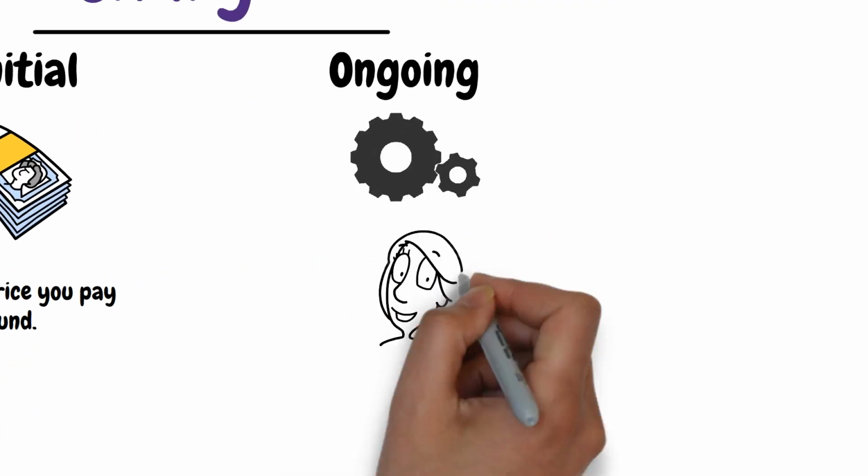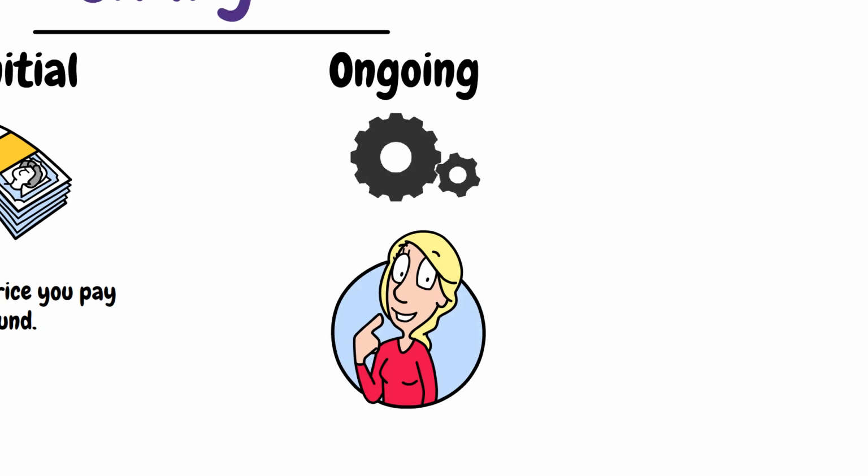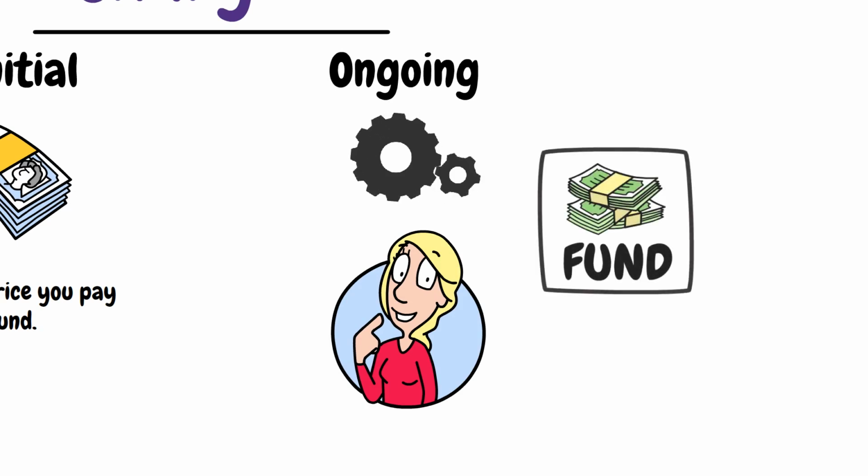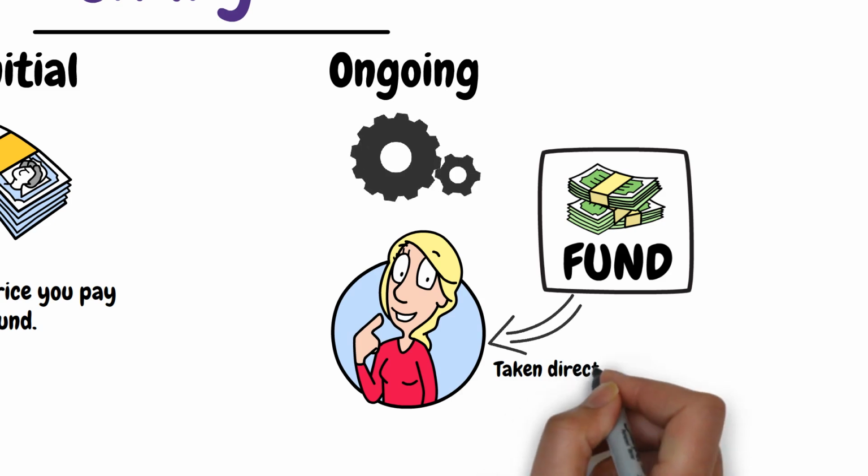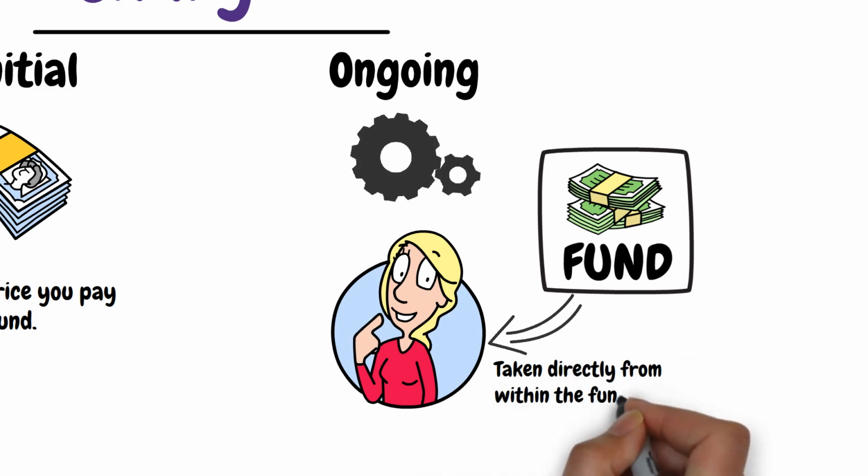The ongoing charge is a charge the fund manager charges for running the fund. If the fund has made a loss or a gain, you will still be charged this. This charge is not something you will have to pay separately, or in addition to owning these funds. The ongoing charge is taken directly from within the fund, meaning the gain or loss displayed on your investments may have the ongoing charge taken from it.